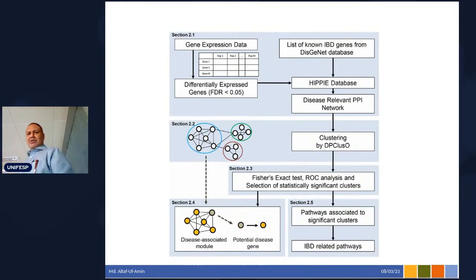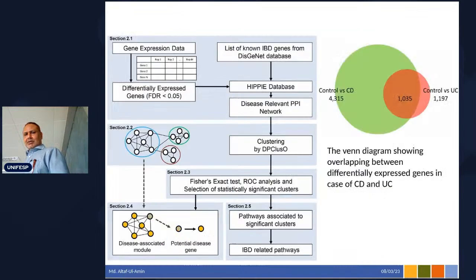So by accumulating IBD genes from different sources, we try to find out significant clusters, and those significant clusters we utilize to find out new IBD genes and also the pathways associated to IBD. So IBD is actually of two types, Crohn's disease and ulcerative colitis. And from the differentially expressed genes, we found that many of those genes are common, which also implies that these two are very similar diseases.